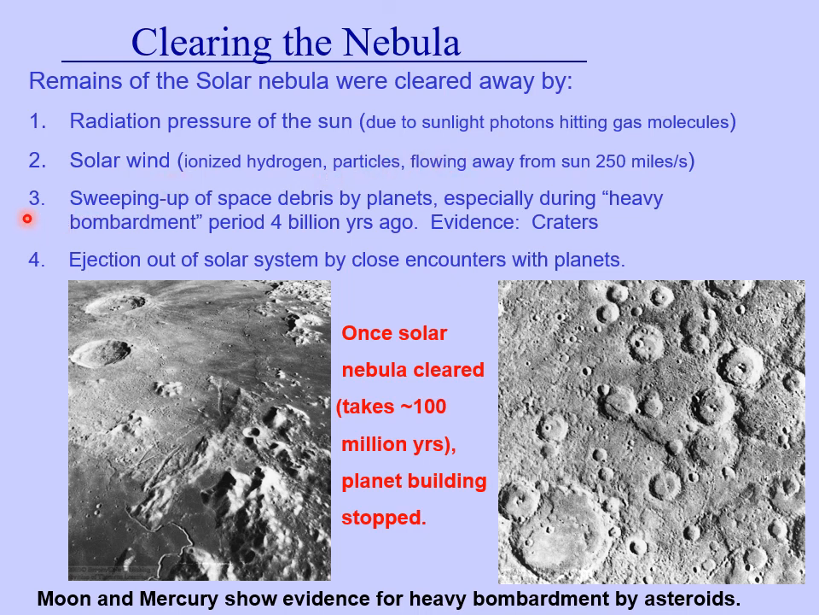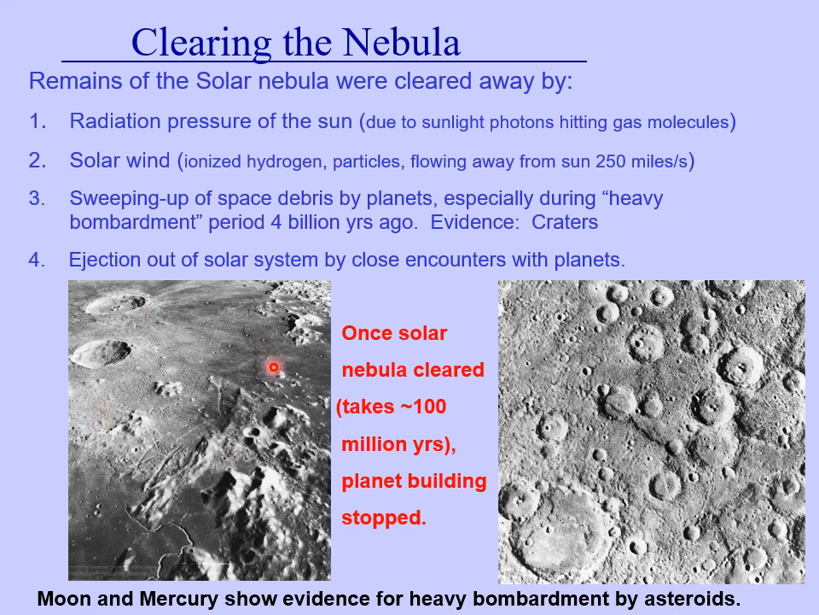There's also sweeping up of the larger chunks by the planets. So the planets act kind of like vacuum cleaners. The planet's gravity sucks up larger material, and especially during the early stages of our solar system, called the heavy bombardment period, roughly 4 billion years ago, there was a lot of cratering and collision of all this space debris. The skies were just filled with stuff falling to the Earth constantly, and we see the evidence for this still in the form of craters.